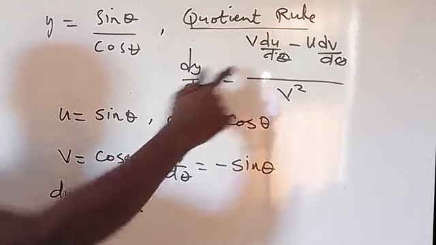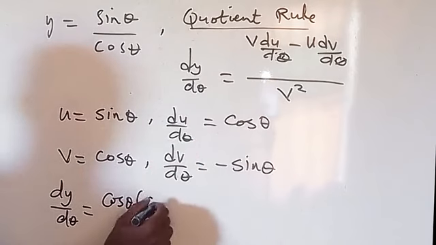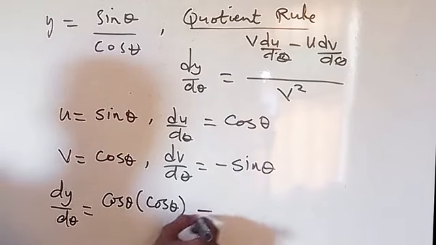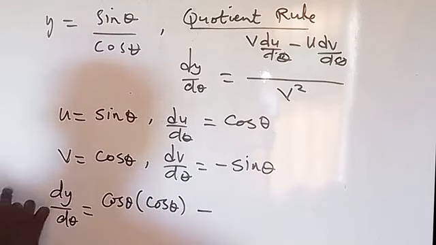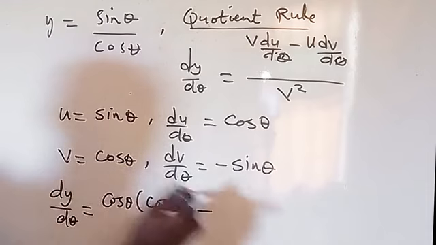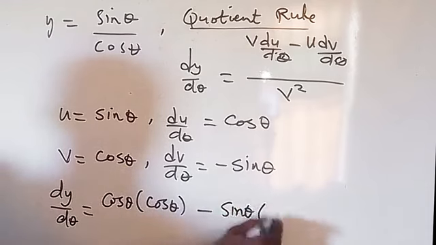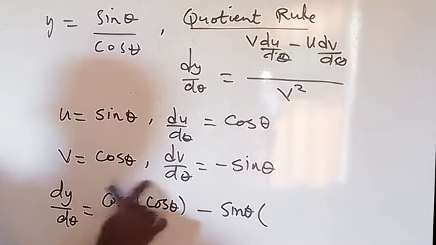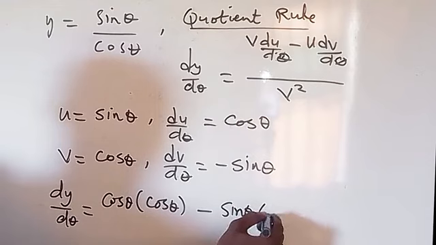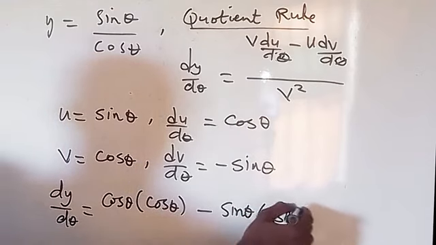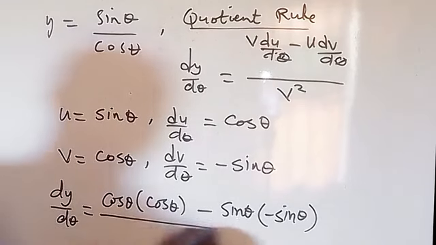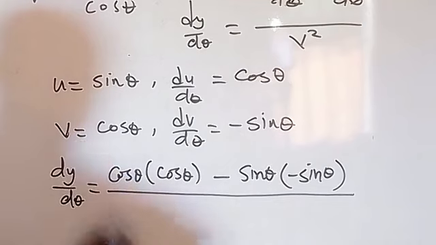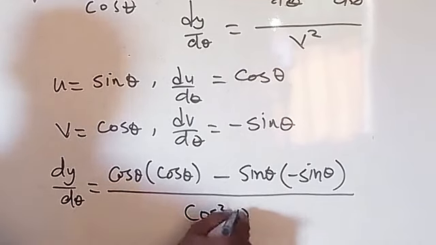Then du d theta, which is cos theta. Then minus u. What is u? u is sine theta. Then multiplied by dv d theta, which is minus sine theta. Understood? So all divided by v squared. What is my v? It's cos squared theta.